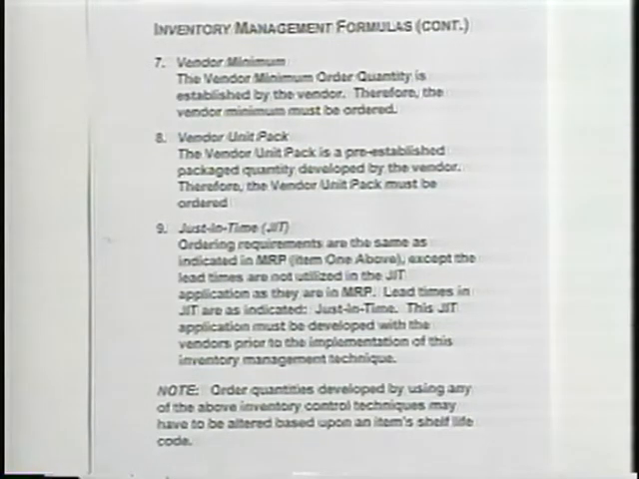Now on the bottom of page 10C is the notation relative to order quantities developed by using any of the above inventory control techniques may have to be altered if the shelf life code that you use for an item that has a shelf life code whose quantity on hand is going to exceed the shelf life code, then the order quantity is going to have to be altered downward.